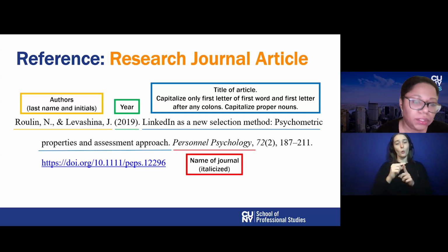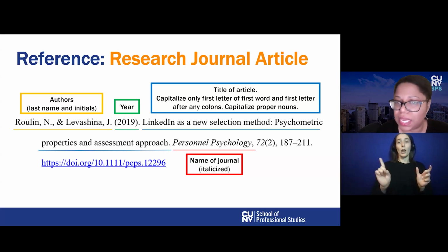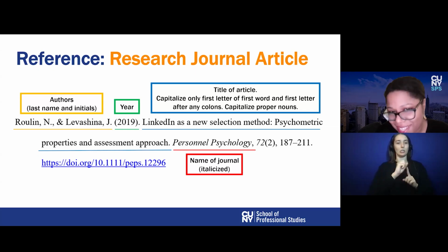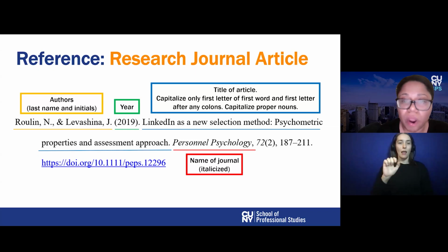After the title, you will insert the name of the journal, where the article came from, in italics. So in this case, Personnel Psychology is the journal name, and the journal article name is A New Selection Method: Psychological Properties and Assessment Approach.